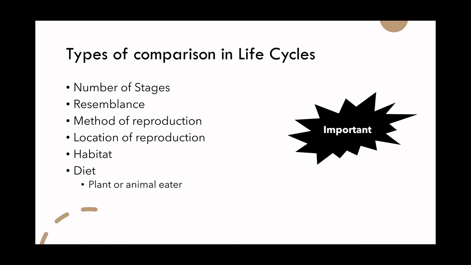Diet, what they eat. Some living things may have a 3-stage life cycle, so even if they have the same number of stages in the life cycle, the food that they eat can be different. So that's another way to compare as well. Like I said, this is very important. You must be certain of all these things.